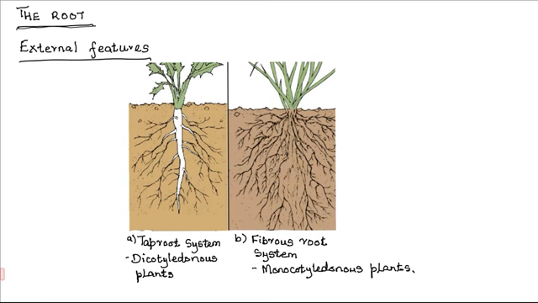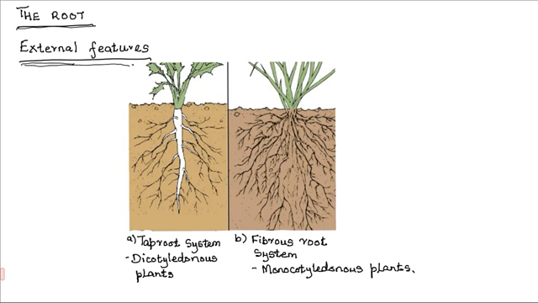We start by looking at the root part of the plant, and the first part of the root that you're going to look at are the external features of the plant. Now, the roots are particularly structured to perform their primary functions. There are two types of root system depending on whether the plant is dicotyledonous or monocotyledonous.